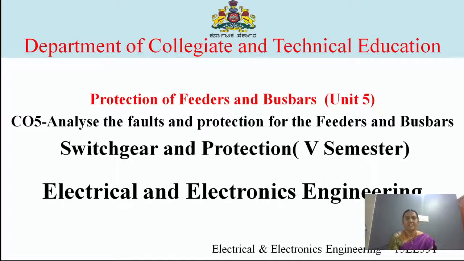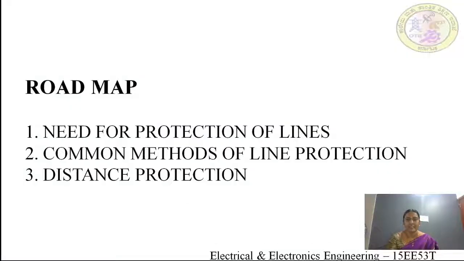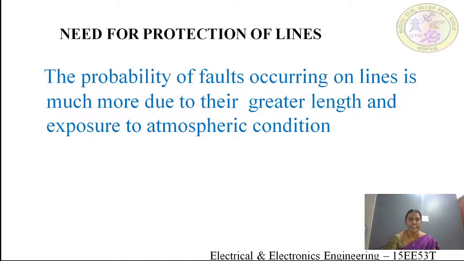Welcome to this session. We are in Unit 5, that is protection of feeders and bus bars. After the completion of this unit, we will come to know about the course outcome, that is, analyze the faults and protection of the feeders and bus bars. The roadmap of my session is: need for protection of lines, common methods of line protection, and distance protection.